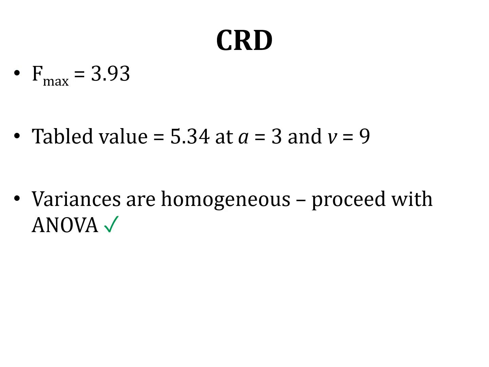Now the calculated Fmax value is 3.93, and the tabled critical value is 5.34 at A = 3 and V = 9. So we can see that our calculated value is less than the table value. Therefore, this difference in the variances is not significant, and the variances are considered homogeneous. Therefore, we proceed with ANOVA.